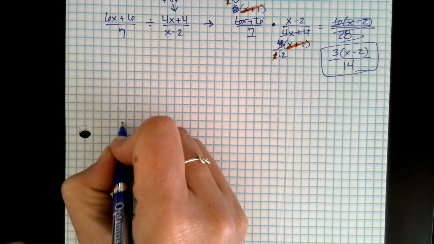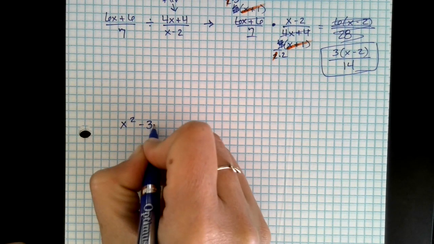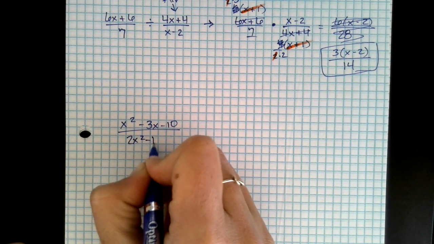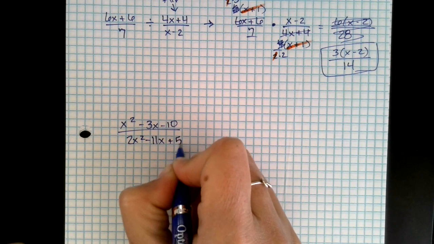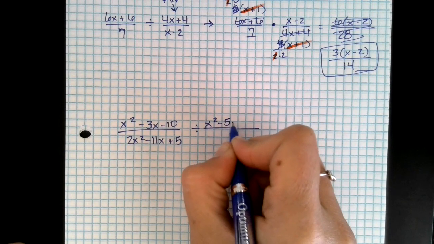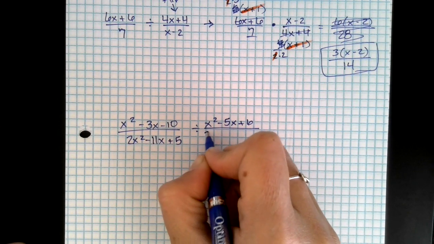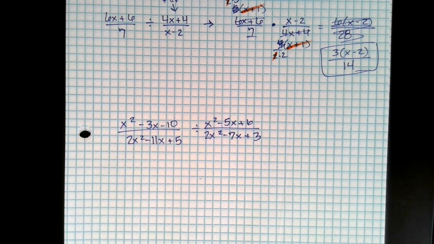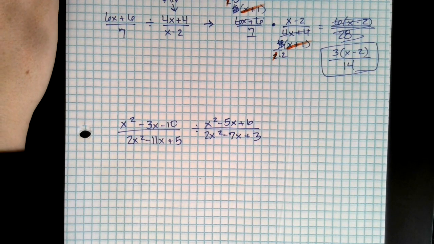Okay. So one more. x squared minus 3x minus 10 divided by 2x squared minus 11x plus 5, divided by x squared minus 5x plus 6, 2x squared minus 7x plus 3. So again, I would encourage you to pause the video and try this. I'm actually going to pause it and just write the answer down. So then once you unpause it, the answer will be there.